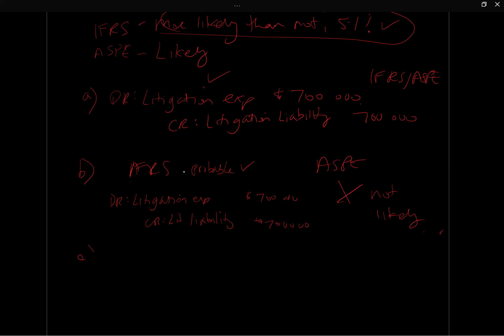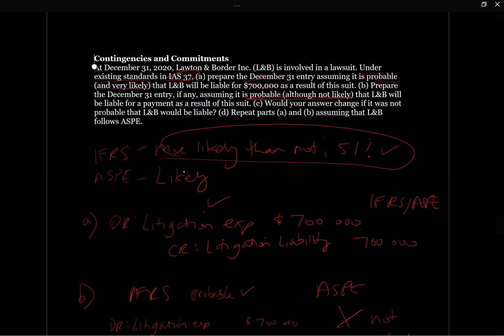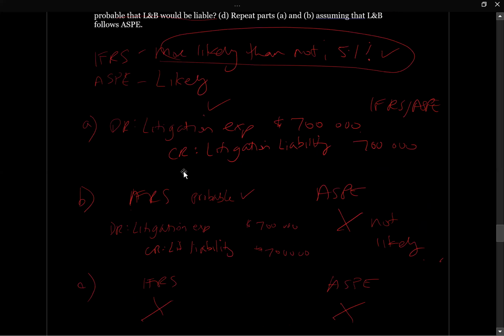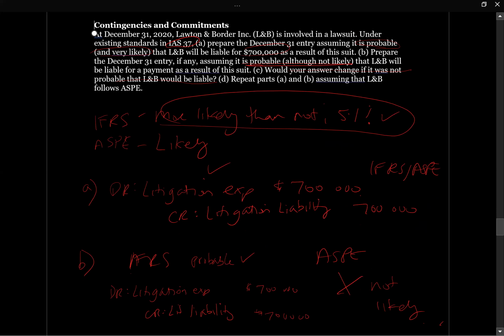Okay, and then C says, how would your answer change if it was not probable that L&B would be likely? So in this case, it's not probable and not likely. So then we would record IFRS, ASPE. So it's not probable and it's not likely, then there would be no entry. Hopefully that makes sense in terms of how we account for uncertainties, especially in things like lawsuits.